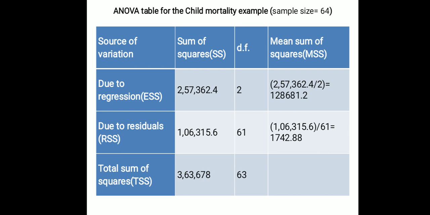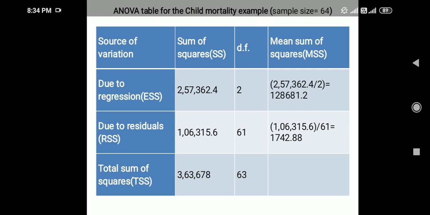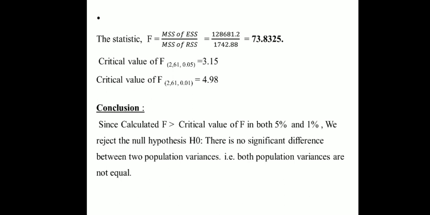Now F equals this ESS divided by RSS. Let us see further. The F statistic equals the mean sum of squares of the explained sum of squares divided by the mean sum of squares of the residual sum of squares, that is, the ratio 1,28,681.2 divided by 1,742.88, which gives you 73.8325.